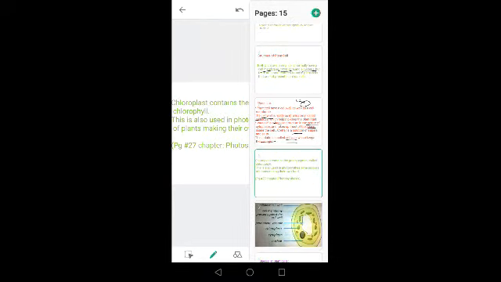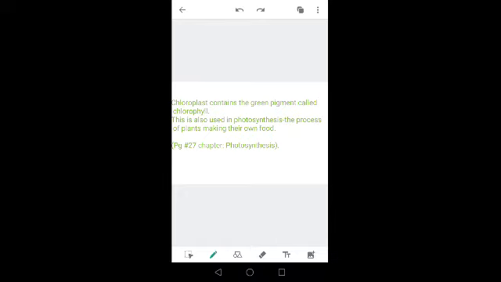Chloroplast. Now students, I have colored the given text over here as green. It will help you keep the concept in your minds that chloroplast means chlorophyll, and it means green pigment. The chloroplast contains a green pigment called chlorophyll.